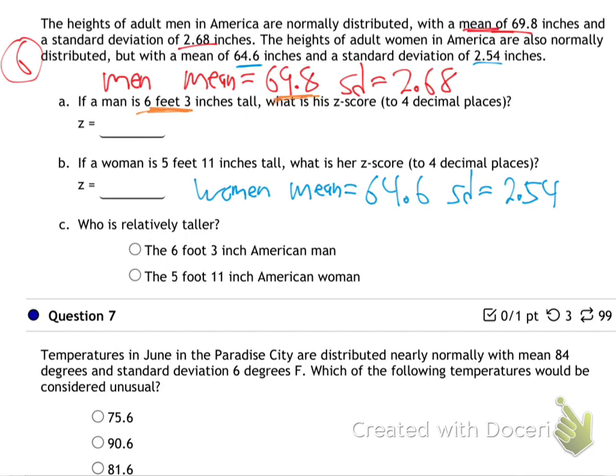Average? They just said it was 69.8. How much is that? We better be clear on that. What is 70 inches? What's 6 foot? 72, right? 6 feet is 6 times 12. Right? 72 inches would be 6 foot.